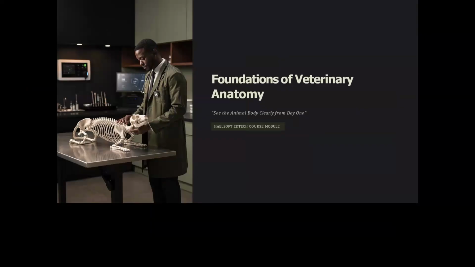My name is Dr. Ezeadichie Emmanuel Chinedu, and I will be an instructor for this course, Foundations of Veterinary Anatomy. I am excited to guide you through this learning journey because anatomy is one of the most important foundations in veterinary medicine. Before a veterinarian can diagnose disease, perform surgery, give injections safely, or understand how the body functions, they must first understand anatomy.